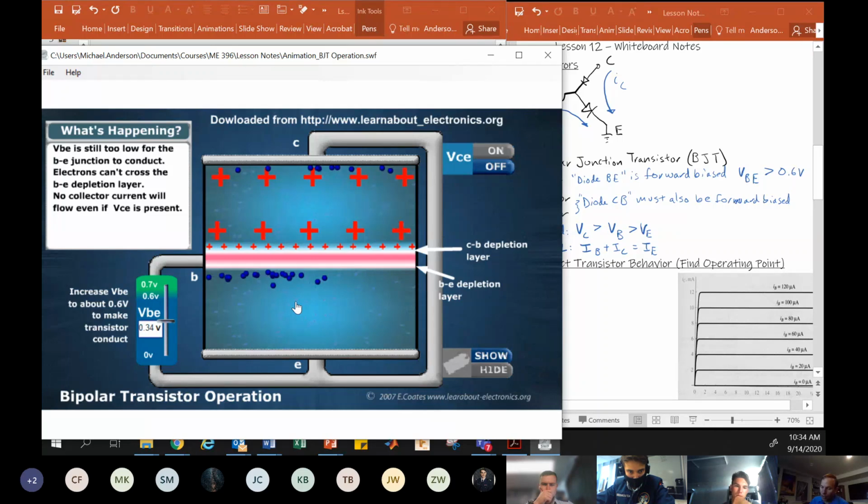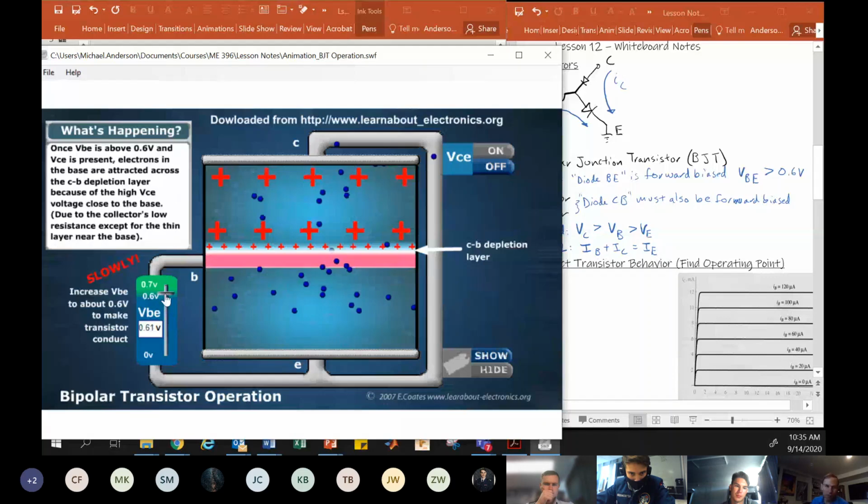When we get to a critical level, 0.6 volts, we see electrons start to be drawn into the base here on the left. But the majority of electrons are pulled across the depletion region into the collector, and current is able to flow.